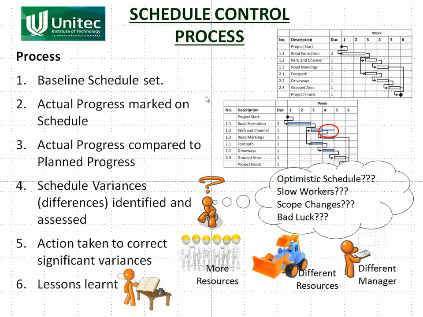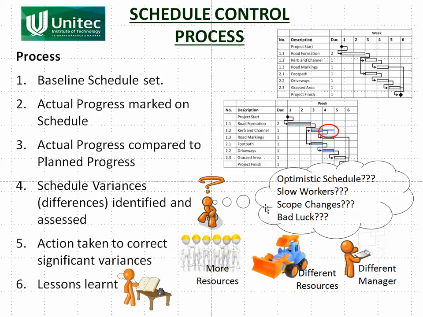So let's just summarize how we do the schedule control process. The first step is that we set the baseline schedule. So there's the baseline schedule. Then we mark the actual progress on the schedule. Then we compare the actual progress to the planned progress, and we can see, yes, that one there is running a week late. That's not very good.